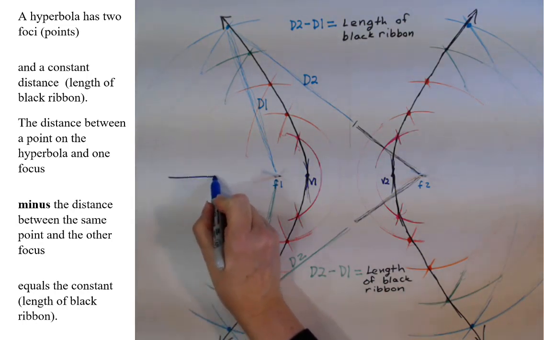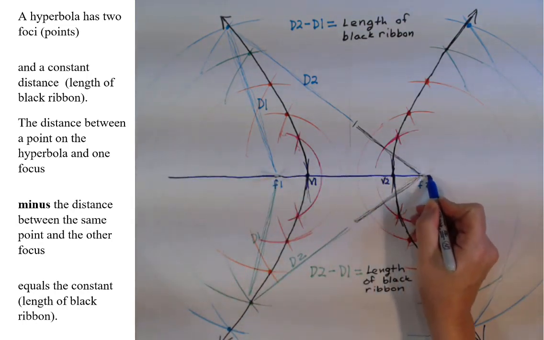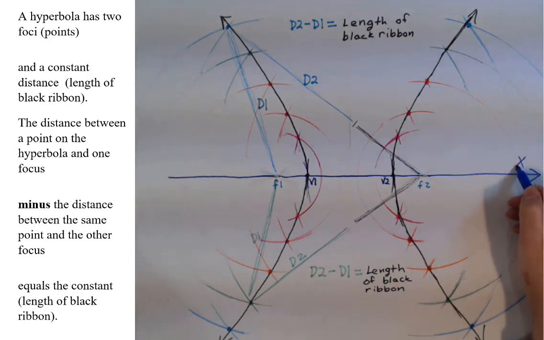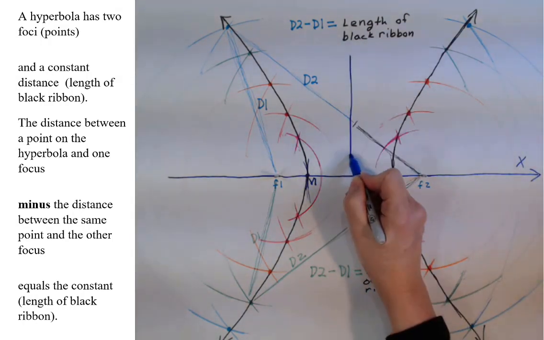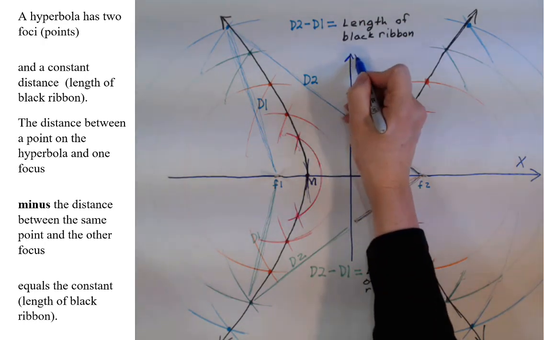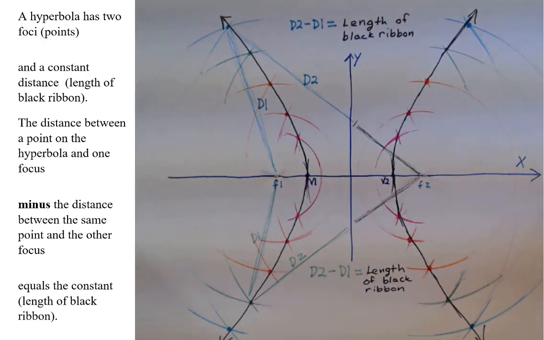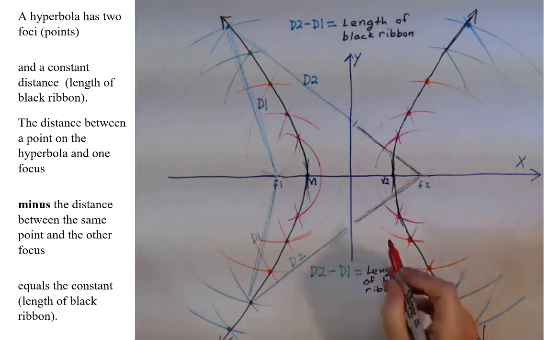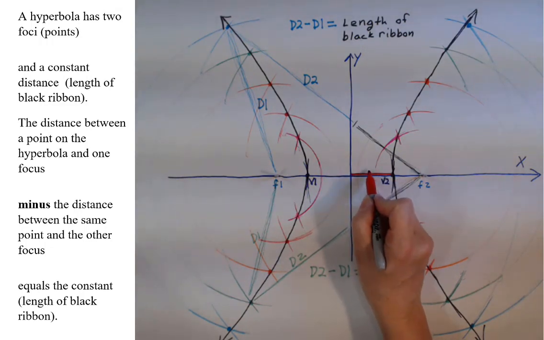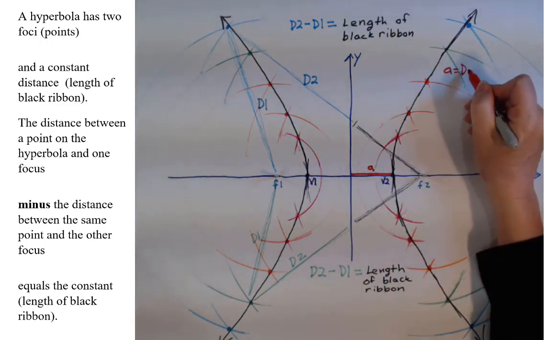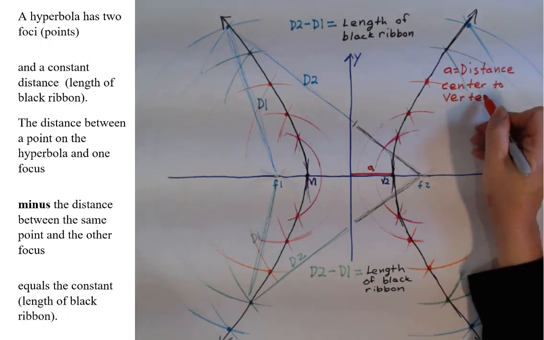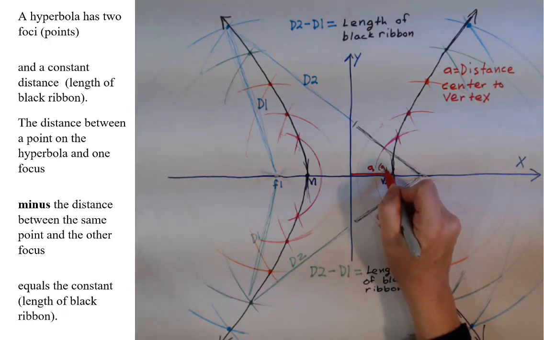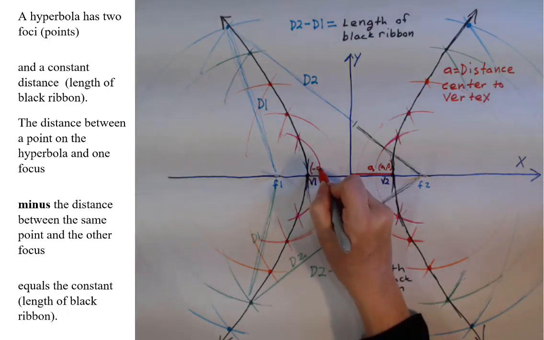The x-axis runs through the foci and the vertices. The y-axis is perpendicular to the x-axis and runs right through the middle of the hyperbola, exactly midway between the two foci. The distance from the center to one vertex is called a. This allows us to give coordinates to the vertices. The one on the right is (a, 0). The one on the left is (negative a, 0).